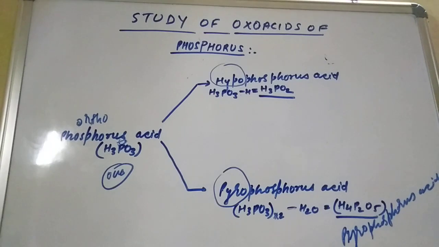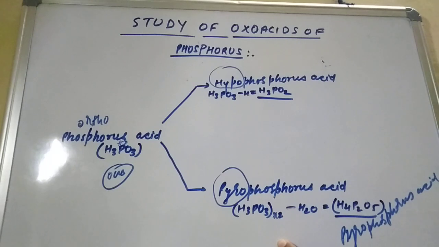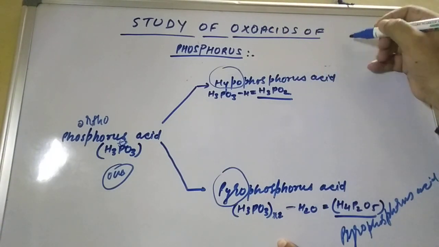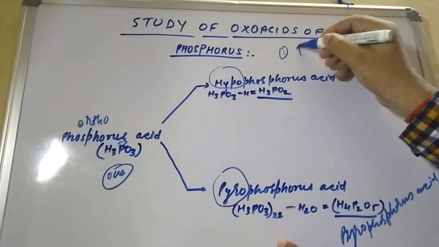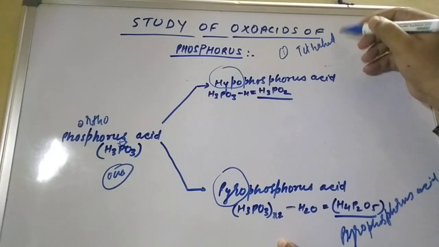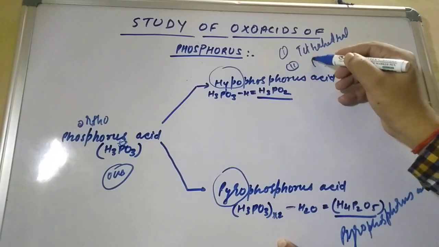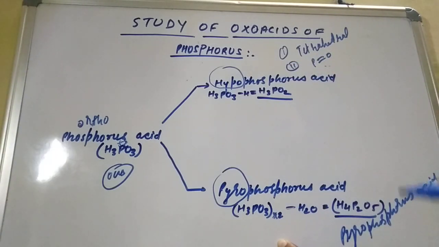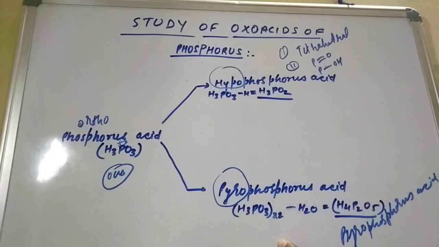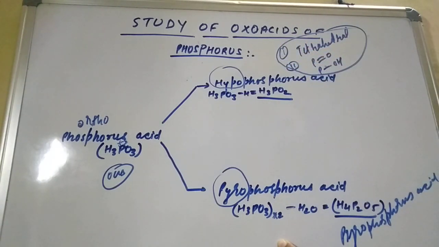Now let us understand the structures, which are very important. For the oxoacids of phosphorus, first, each phosphorus is tetrahedral. Second, one P double bond O is there. And third, a P-OH bond is required. These three things are compulsory for the oxoacids of phosphorus.